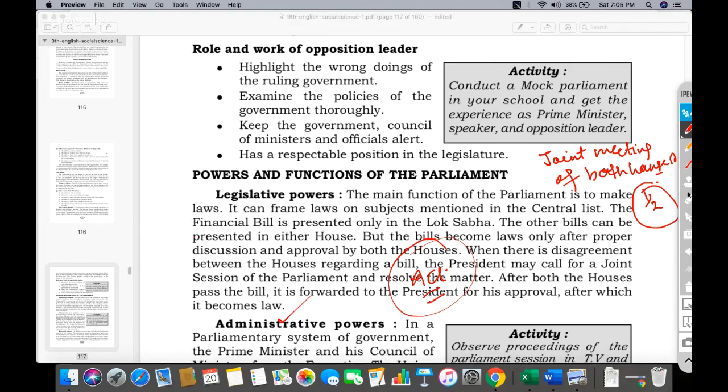Now, one question may arise from here. I told you that in Lok Sabha, the speaker and deputy speaker are there. In Rajya Sabha, the chairman and deputy chairman are there.